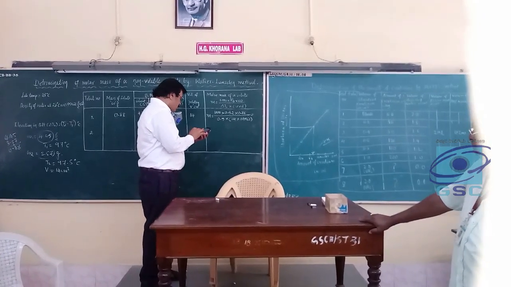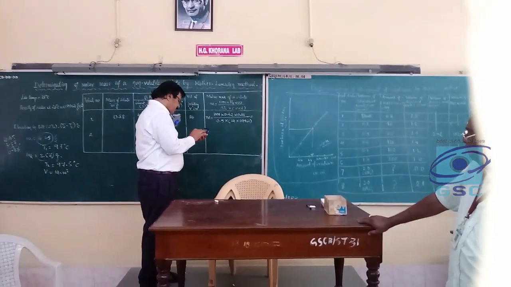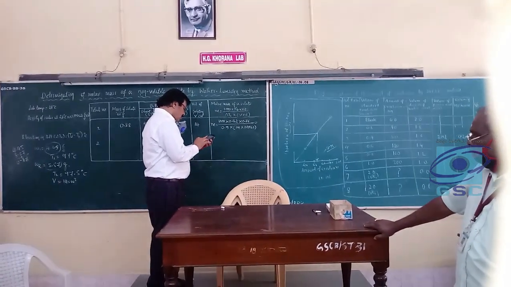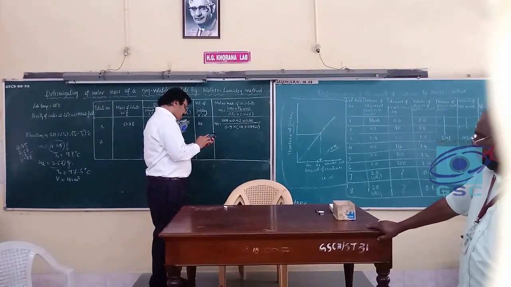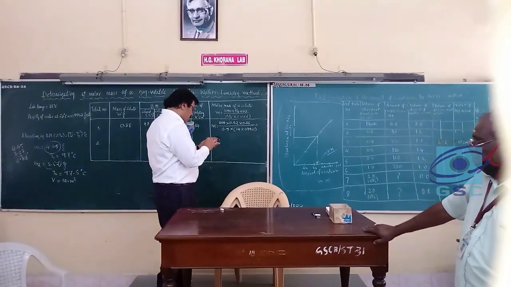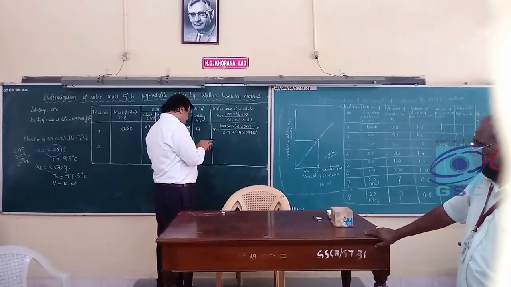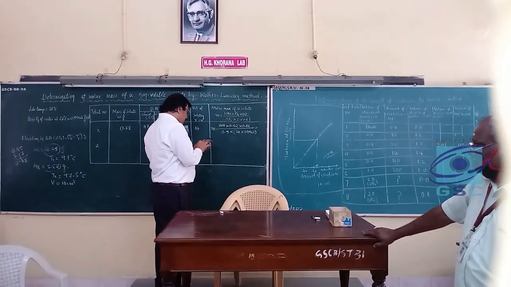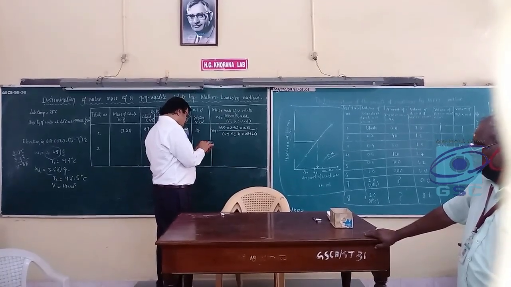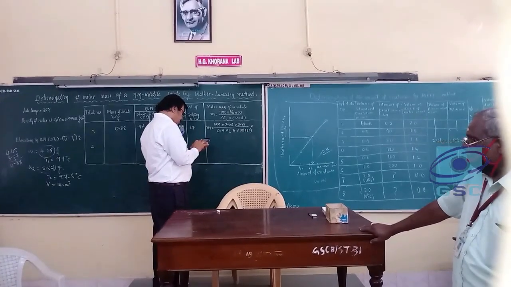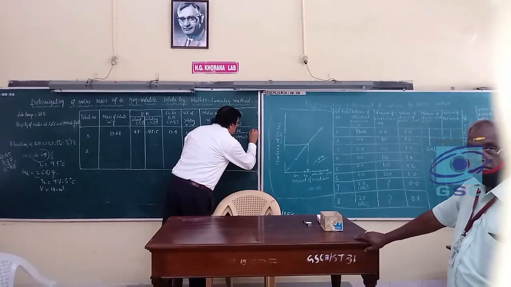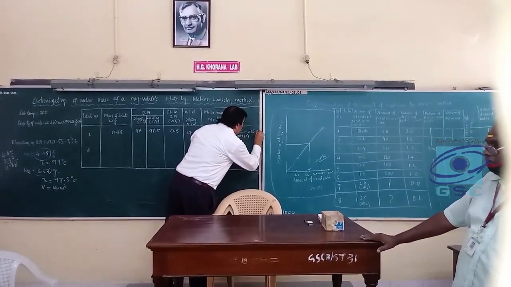So 1000 into 0.52 into 0.88, that equals so much, divided by 0.5, again divided by 14, divided by 0.9962. So the value is found to be 65.562.